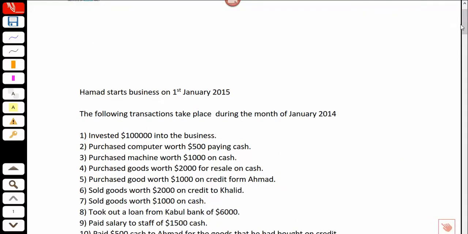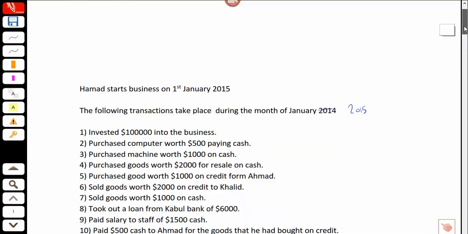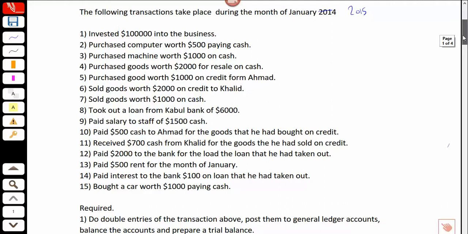So, Hamad starts business on 1st January 2015. The following transactions take place during the month of January. Actually, I wanted to write 2015 here. No, actually, I prepared this in 2014, but I changed the above date to 15 and forgot to change this below to 15. Yeah? So this is actually 15. Okay. So these are the transactions that happen.